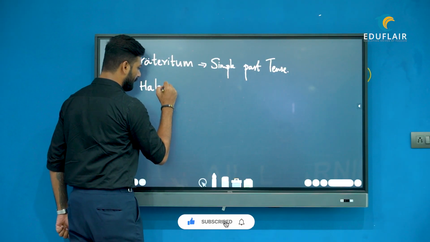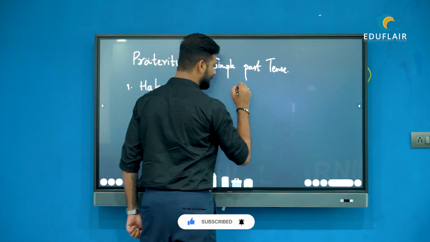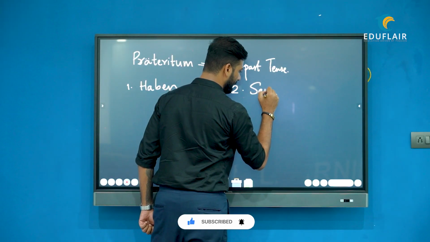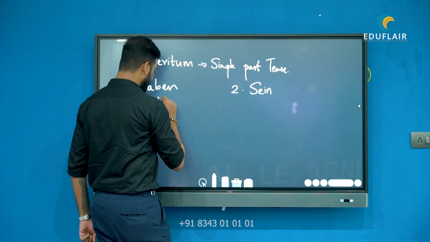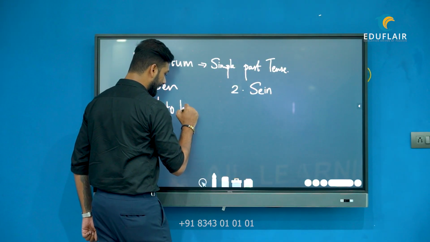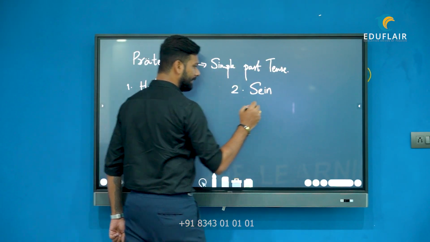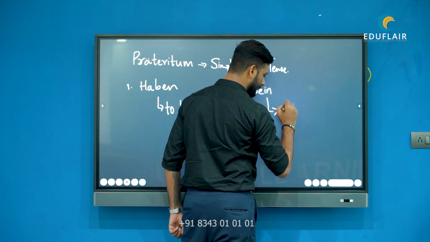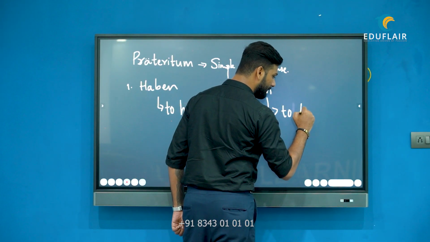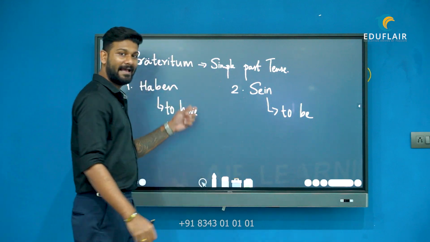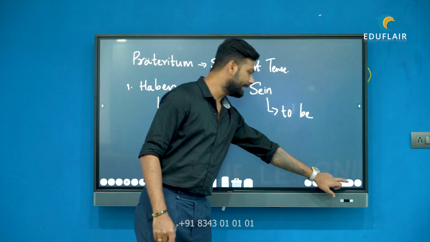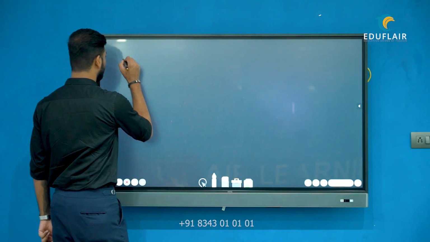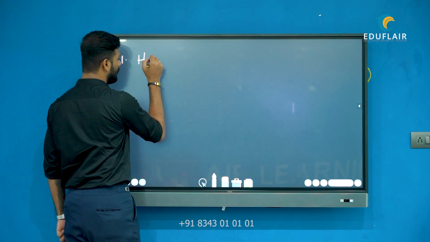haben, and the other one is sein. Actually, no. Haben the meaning of endha padicha to have, and sein the meaning endayita padiche to be. So I have, I am enna padiche. But in Präteritum it changes. I'll give you the conjugation.